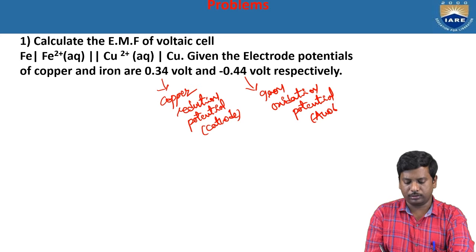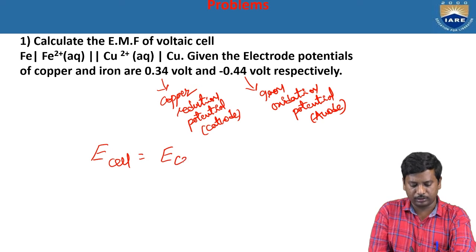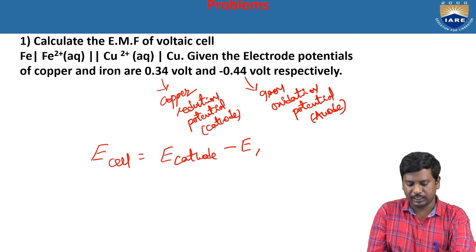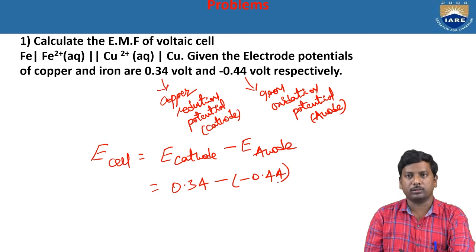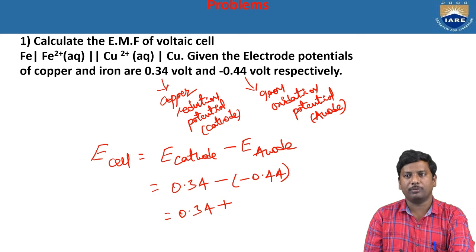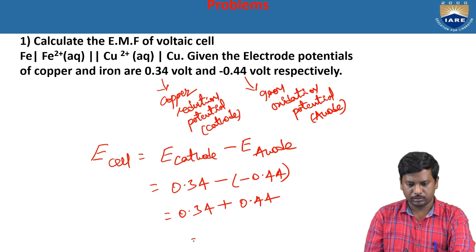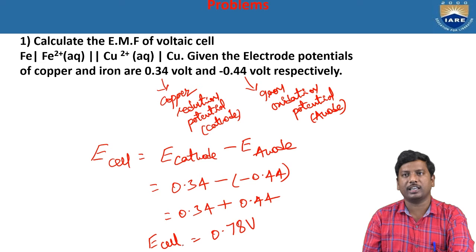Now, according to the formula, E cell equals the potential at cathode minus the potential at anode. The cathodic potential is 0.34 volts minus the anodic potential, minus 0.44 volts. So we get 0.34 minus of minus, which is plus 0.44 volts. We get 0.78 volts, the cell potential. So the EMF of the voltaic cell is equal to 0.78 volts. This is the solution for model problem 1.